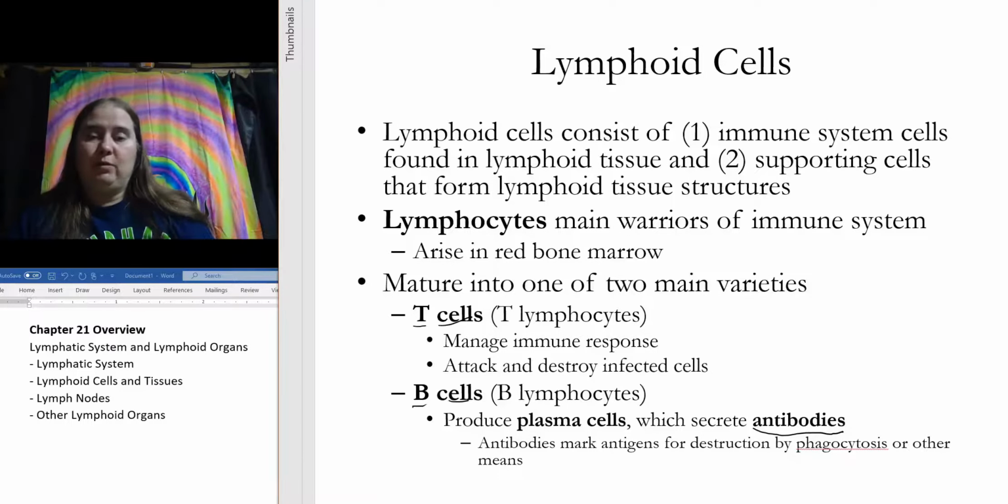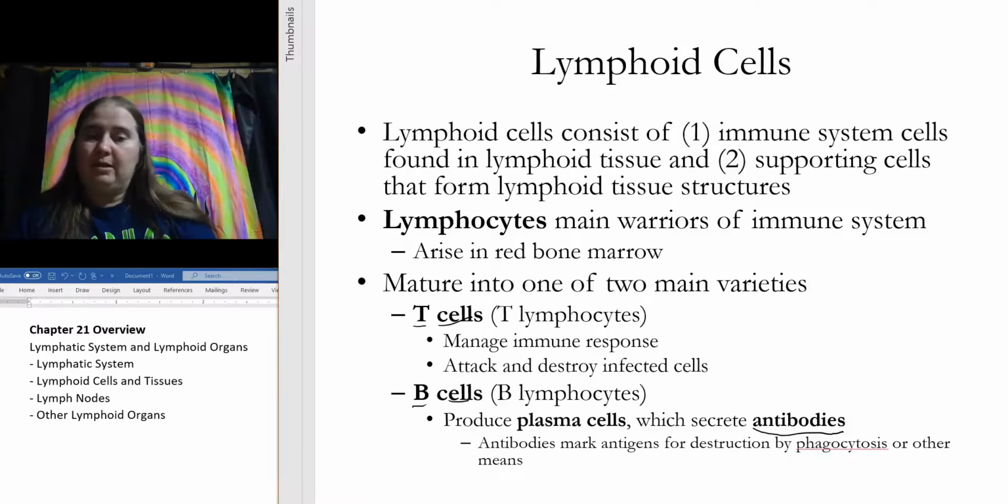Essentially, what antibodies are going to do is mark those antigens for destruction. The antigen is going to be on a pathogen, so that's what we're marking. Once that antibody binds to that pathogen, or the antigen on the pathogen, that is going to trigger a phagocytic process and cause that pathogen essentially to be destroyed.